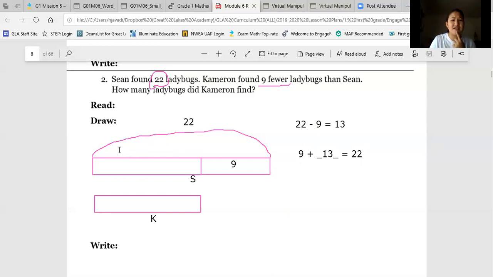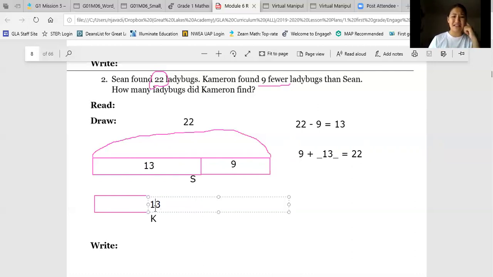So that means that we can fill in our tape diagram. What number goes here for Sean? Shout it out now. That's right, 13. Because we know that Sean found a total of 22 ladybugs. Is 13 plus 9 equal to 22? Double check your work. Yes, it is. Now we know, what number goes down here? Also 13. You got it.